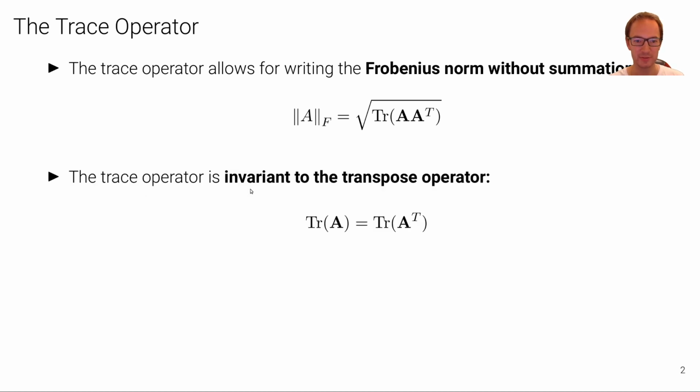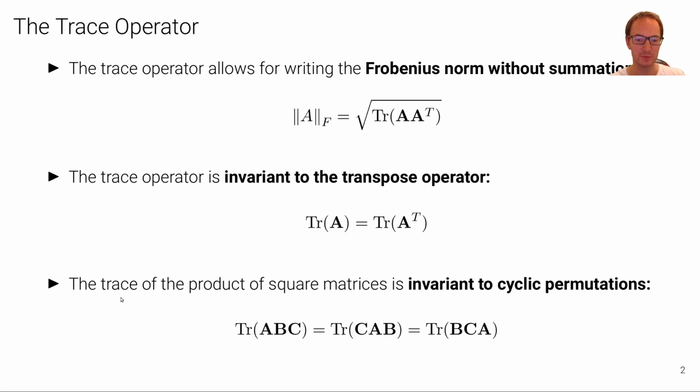The trace operator is also invariant to the transpose operator. That means if we transpose the matrix, the trace stays the same. That makes sense because the transpose operator just mirrors the matrix elements along its diagonal. So the diagonal will stay the same.